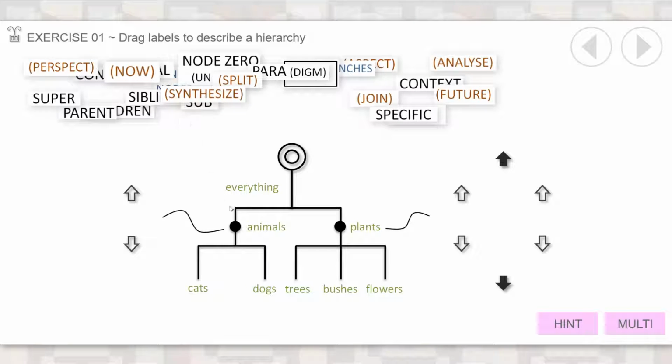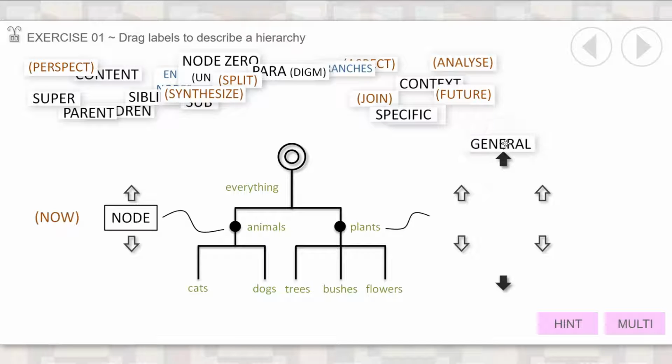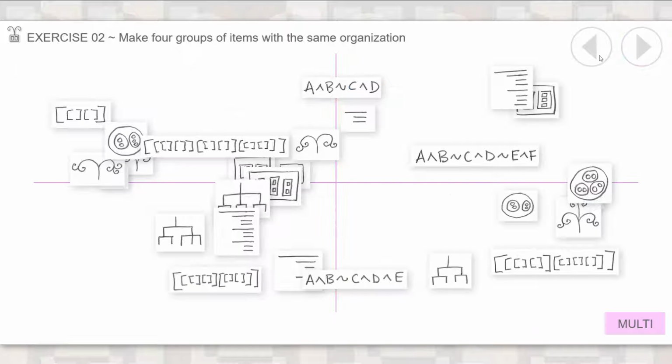Now, there's an exercise. It's a multi-user exercise. Now, where does now go? Oh yeah, the node is now. The node is now. Right? And more general was up here, wasn't it? Yes. And more specific was down below here. And this is multi-user, so you can do this with a workshop or your friends, etc. It's kind of fun, huh? See if you can recreate that.